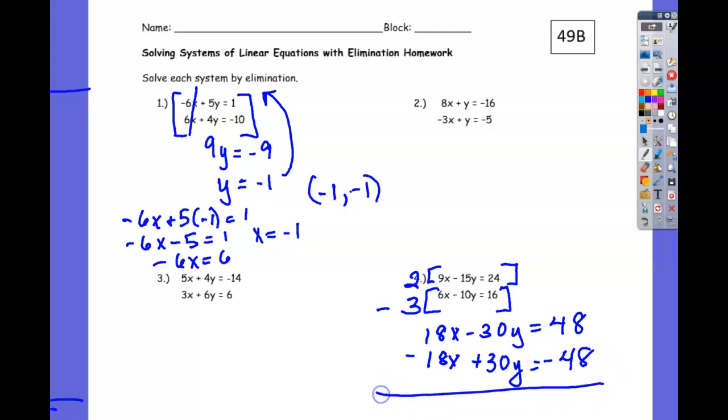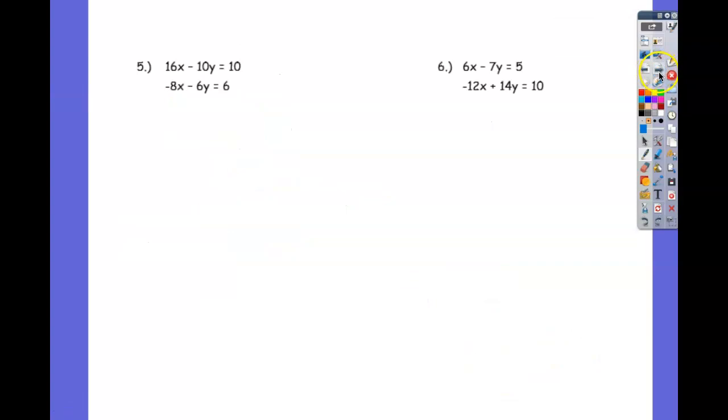So in that case, you had to multiply both equations by a number to be able to eliminate. And just go back to the examples that we have in 49a. All of these are pretty much lined up, so you don't have to move over.